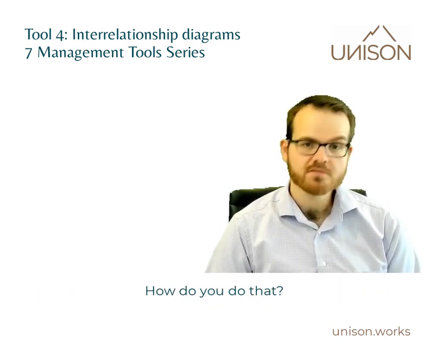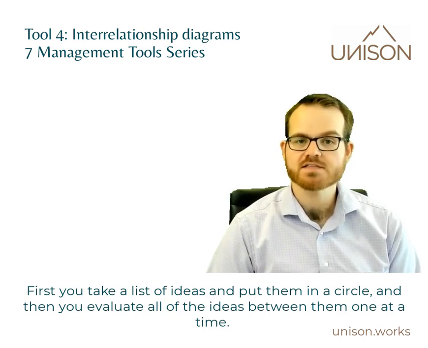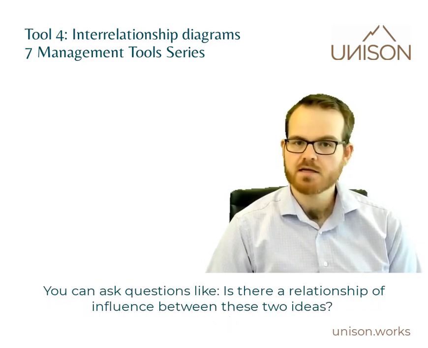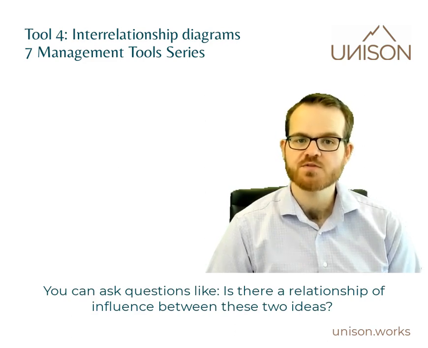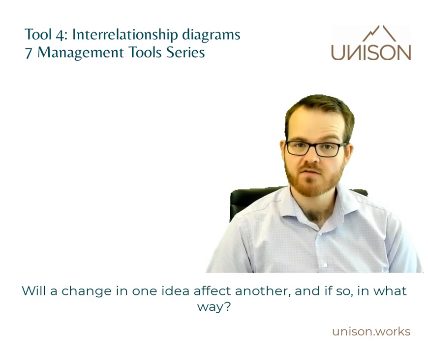So how do you do that? First, you take a list of ideas and you put them in a circle. And then you evaluate all of these ideas between them one at a time. You can ask questions like, is there a relationship of influence between these two ideas? Will a change in one idea affect another? And if so, in what way?